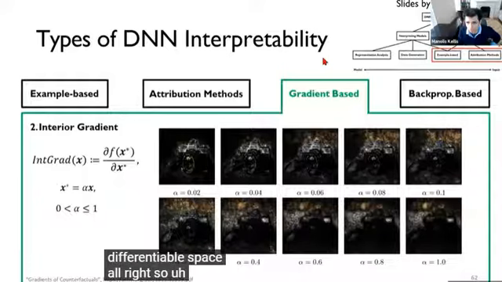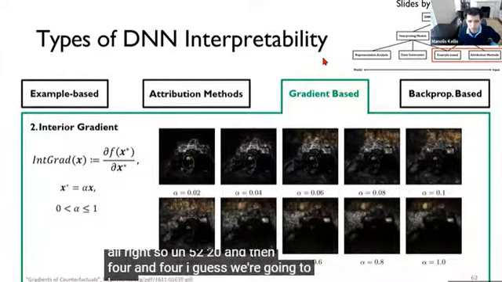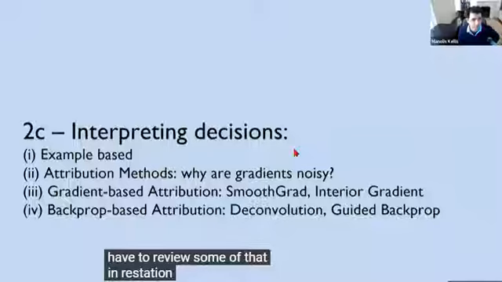All right, so 22, 52, 20, and then 4 and 4. I guess we're going to have to review some of that in recitation.